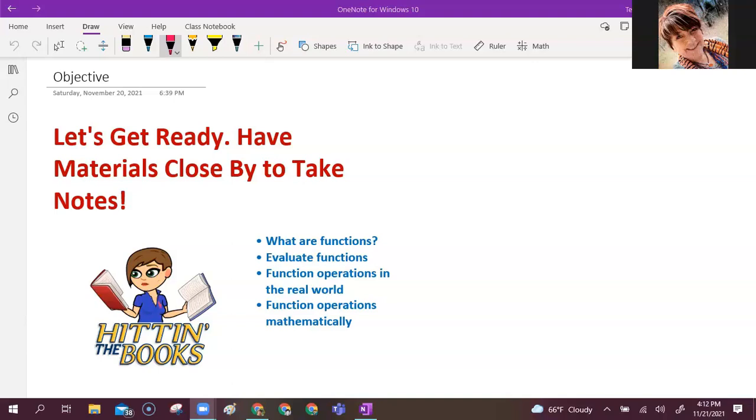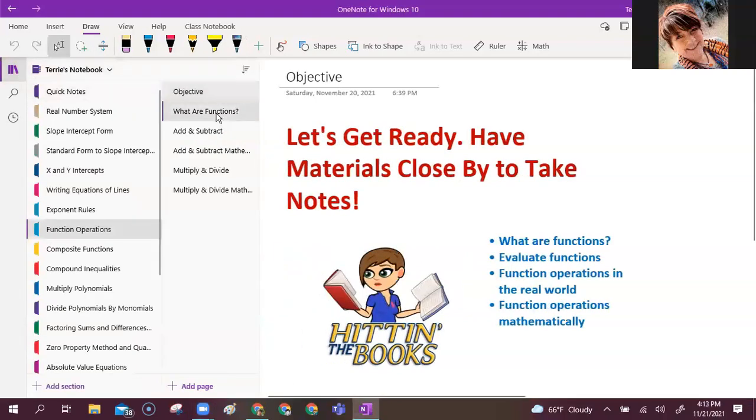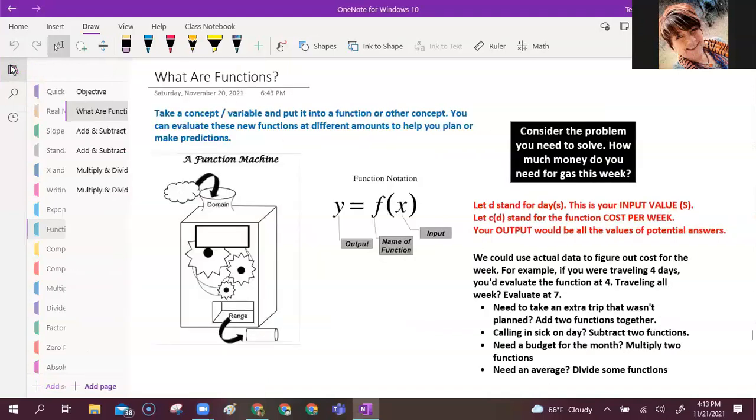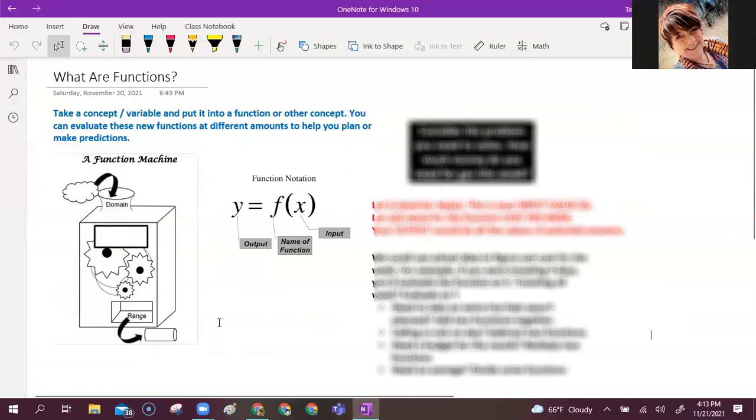Okay, so the objective for today is functions. How do you evaluate them, functions in the real world, and then mathematically doing functions. Let's start with what are they? What are functions? I've got some examples here a little bit.